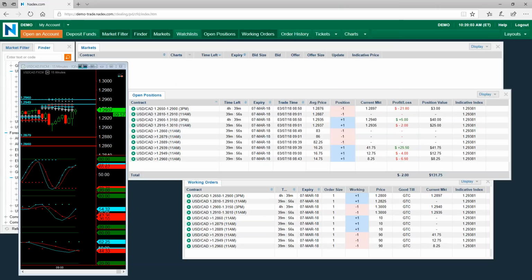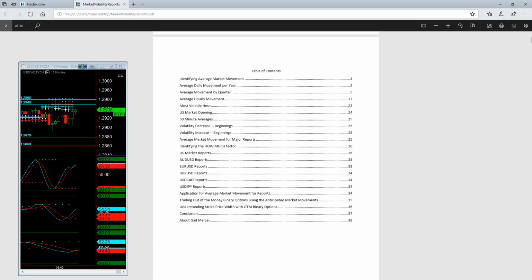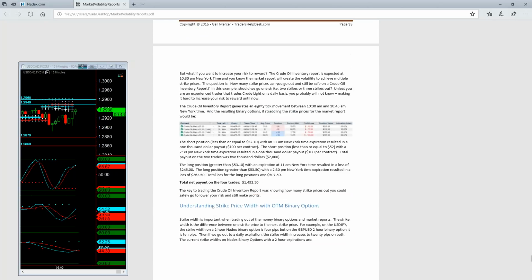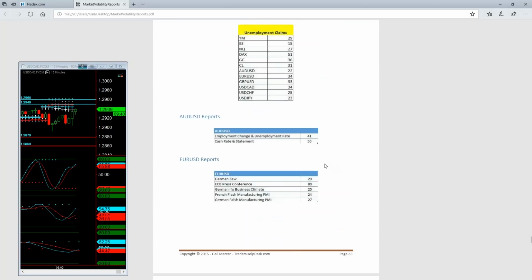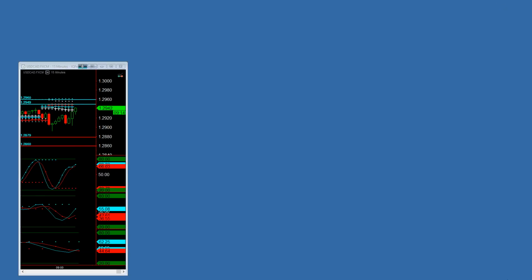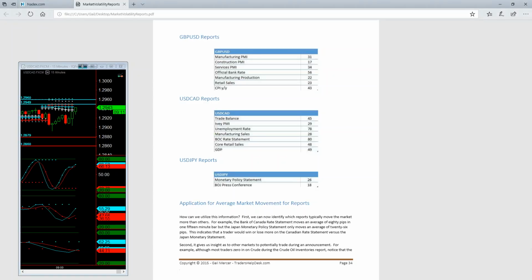Which pairs do I trade on Friday? Any of them that are USD based. Let's see. The US CAD reports would be trade balance, the IVPMI, the unemployment, the manufacturing sales, the Bank of Canada, the core retail sales, or the GDP. All of those will affect. Now, the IVPMI, I do not trade because you don't have enough movement there. And I don't trade the manufacturing sales because there's not enough movement there. Those are the two that I just don't really care about trading.